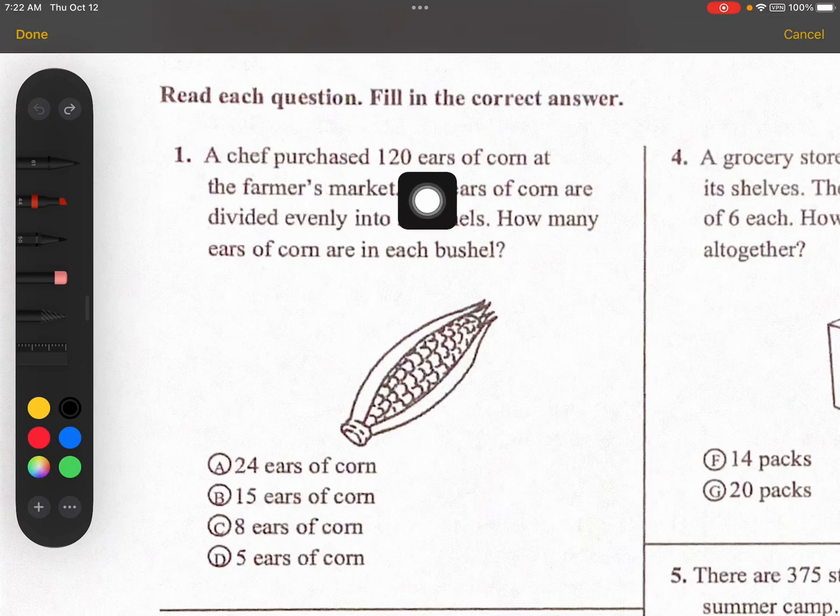Purchase 120 ears of corn at the farmer's market. The ears of corn are divided evenly into 5 bushels. How many ears of corn are in each bushel?